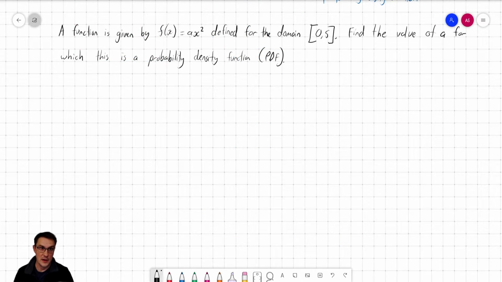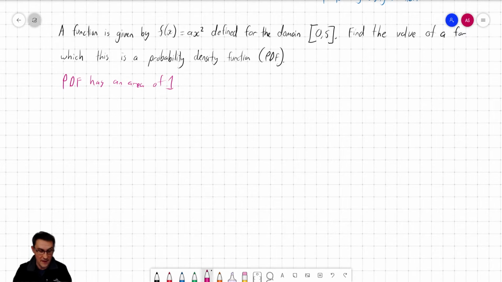Okay, I have another example now. In this one, we're told a function is given by f of x equals a x squared, and it's defined by the domain 0 and 5. We need to find the value of a for which this is a probability density function, a PDF. So remember, a PDF has an area of 1.